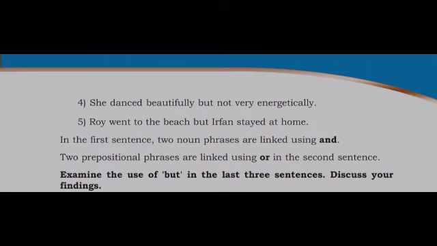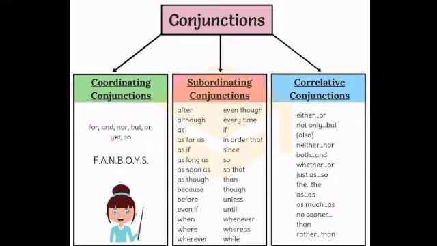And children, one more thing. And, but, or are coordinating conjunctions. That means they join equal parts in sentences, words, phrases, or clauses. Children, basically conjunctions are of three types: coordinating conjunctions, subordinating conjunctions, and correlative conjunctions. Coordinating conjunctions join equal parts in sentences, phrases, and clauses.